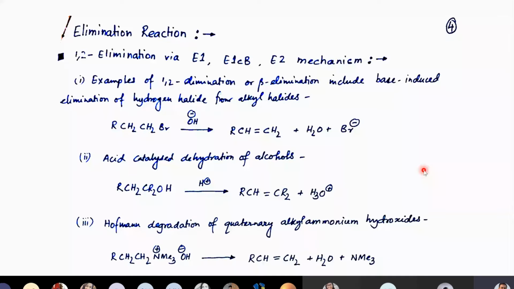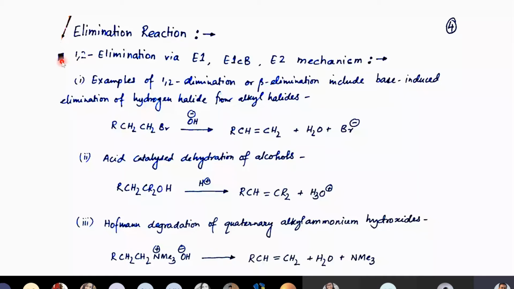Then we'll start with first 1-2 elimination. As you have already learned, it can go via E1, E1CB or E2. Mainly you will see E2 as the major mechanism of elimination. After that you'll find E1, and E1CB is a bit rare. But let me first give you some example of normal elimination reactions.